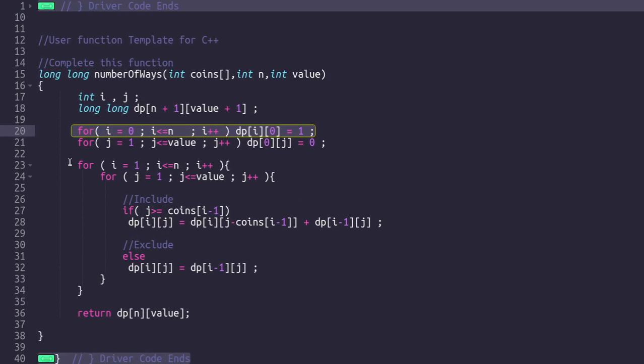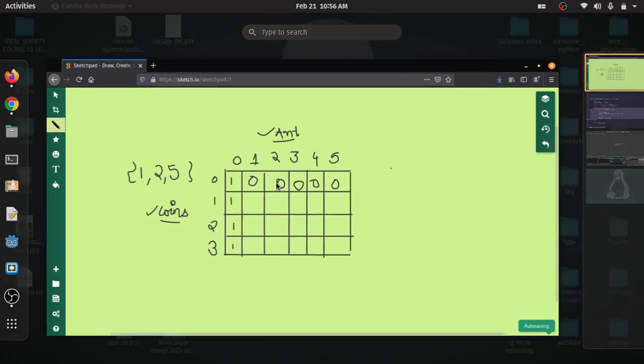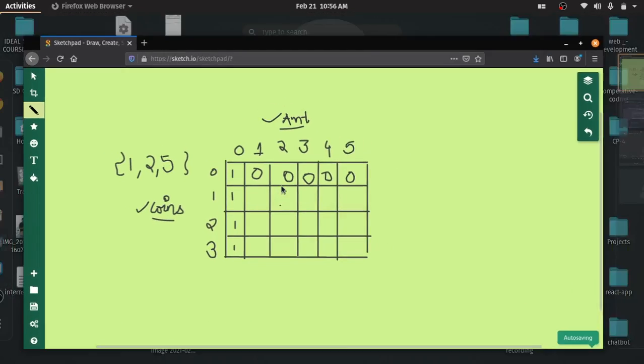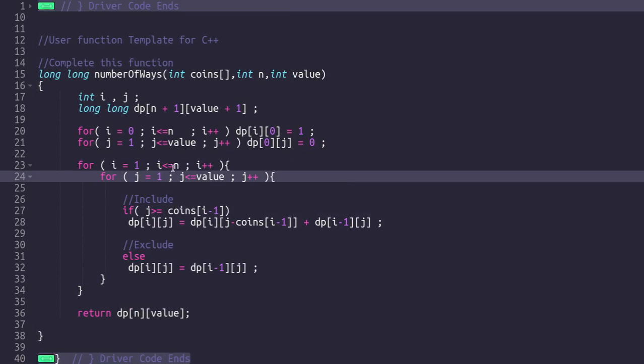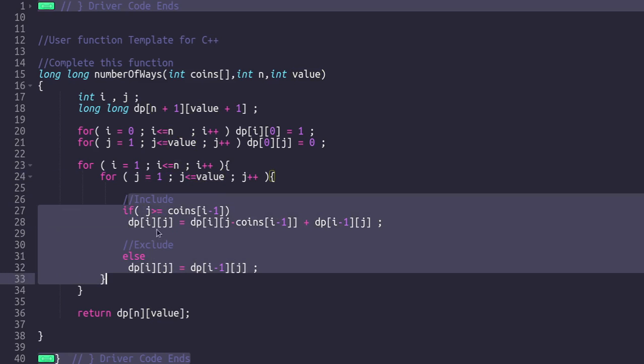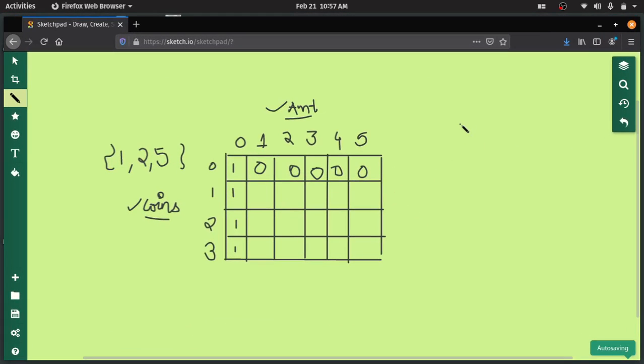Now in the next lines, what we are doing is iterating through the two-dimensional array from 1 comma 1. So we have i from 1 up to n and j from 1 up to value. So we are iterating it. Now if you look here, we have two possible cases. The first one is to include the coin, and the second one is to exclude the coin.